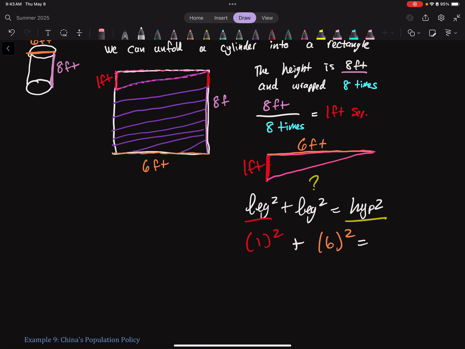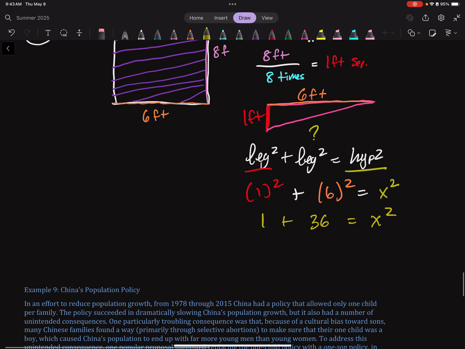It's the one that cuts across. That's what we're trying to find, so we don't know it. We say x. You can use any variable you want, but we say x in math. So let's simplify. We have now 1 squared is 1, 6 squared is 36, equals x squared. 1 plus 36 is 37 equals x squared.